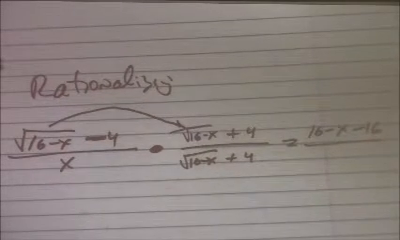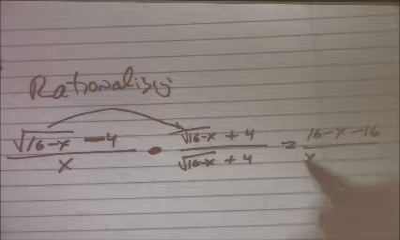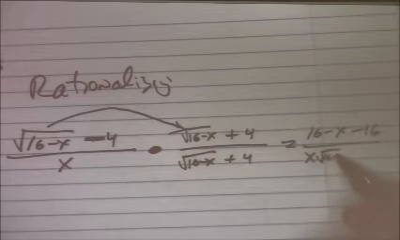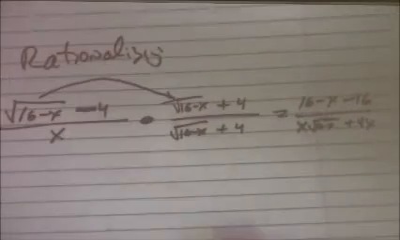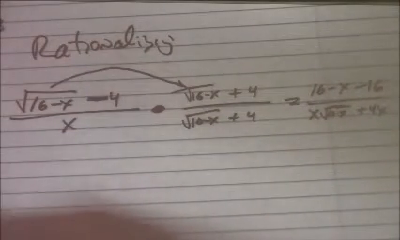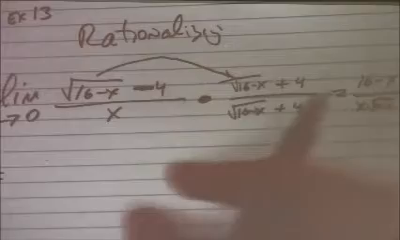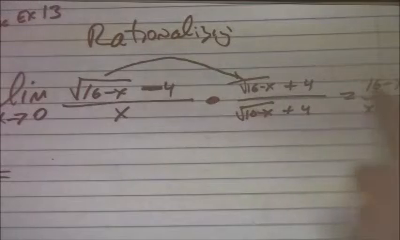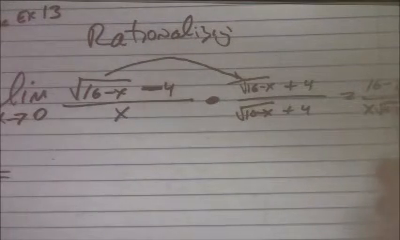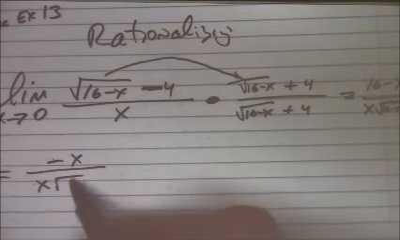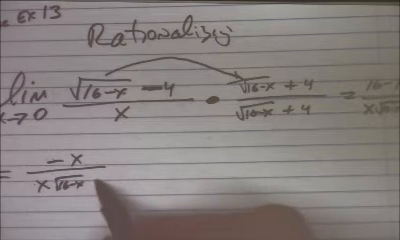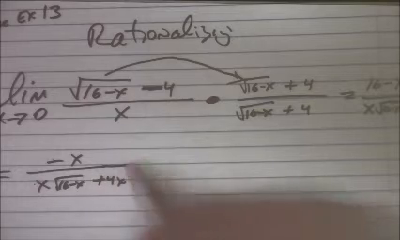On the bottom, now here we've got a bit of a mess. We have x times square root of 16 minus x plus 4x. Now let's clean that up. I'm going to take this one, come over here. 16 take away 16 is 0, but we have negative x on top. Then 16 minus x plus 4x.